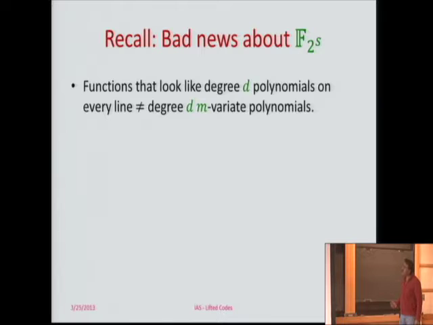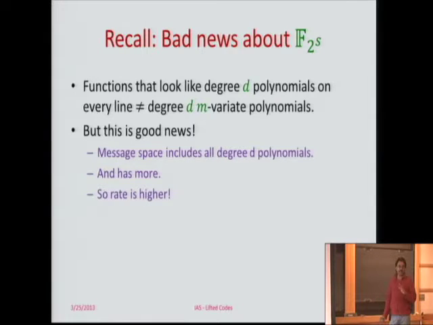Recall we had this bad news: when you take a function of degree q and restrict it to many lines, we were getting functions of degree q over 2. We said this is bad news, this forces us to test using higher dimensional projections. But if you flip the picture around, this is actually very good news, because if you look at the space of all functions which have degree less than q over 2 on every line, this includes all the degree q over 2 polynomials, but it also includes a superset. So your message space has expanded. That's the way to think about it.